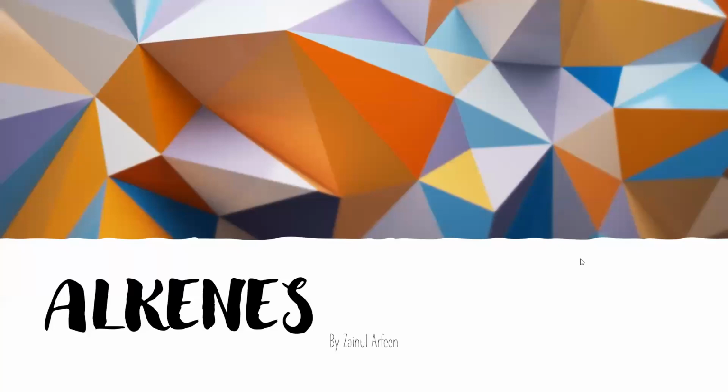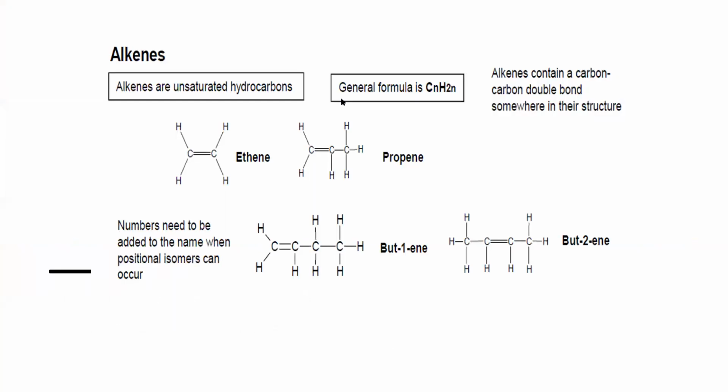Topic, alkenes. So a quick revision, alkene, like if two carbon atoms are there, then it will be eth, and because there's a double bond, ene.